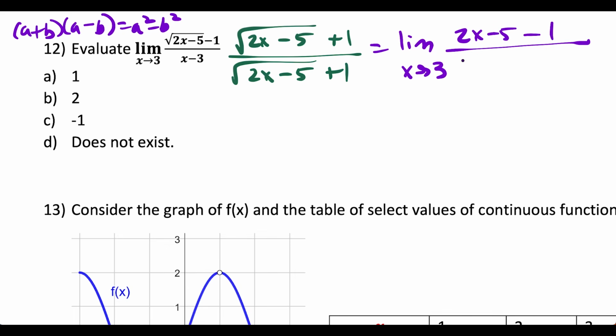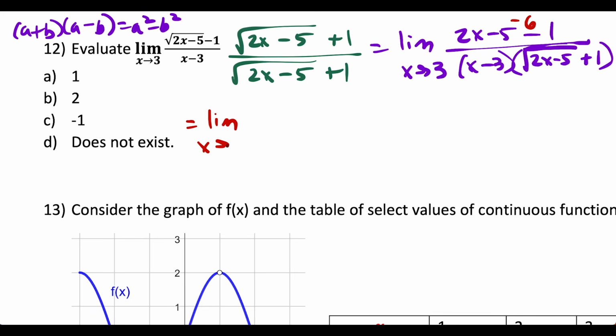And then on bottom, I'm going to leave this in factored form. So I have x minus 3 times the square root of 2x minus 5. And I'm going to extend that radical, and then we tack on our plus 1. So now notice what happens here: we have negative 5 minus 1, which works out to negative 6. And then just to save time, I'm going to factor that all in one step. So if I have 2x minus 6, that's going to factor to 2 times x minus 3.